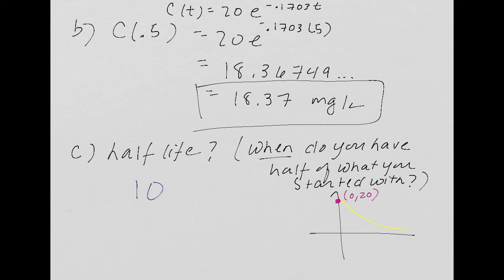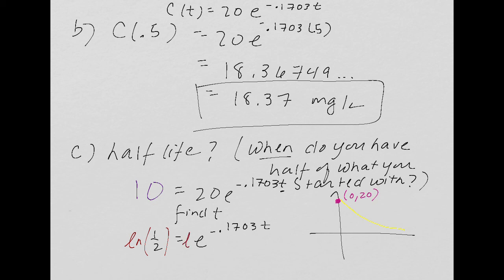So I'm setting C equal to 10, and I'm copying the model that I have at the very top of the slide. And now my job is find t. Now again, the t is trapped up in the exponent, so I'm going to go through a little bit of algebra to get the t by itself. So first I'm going to divide both sides by 20, so I'm going to have 1/2 is e to the negative 0.1703 t. Now just like before, if your variable is trapped in the exponent, a friendly log will help you get it down, and that's because the properties of logs make that very useful.